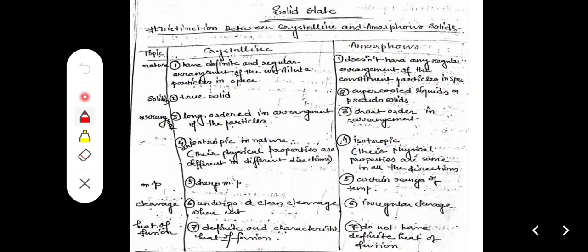Okay. And we know solid has a definite shape, definite geometry, and the force of attraction between molecules or atoms should be highest among solid, liquid, and gas. Okay. First one, for solid state we have to consider the distinction between crystalline and amorphous.